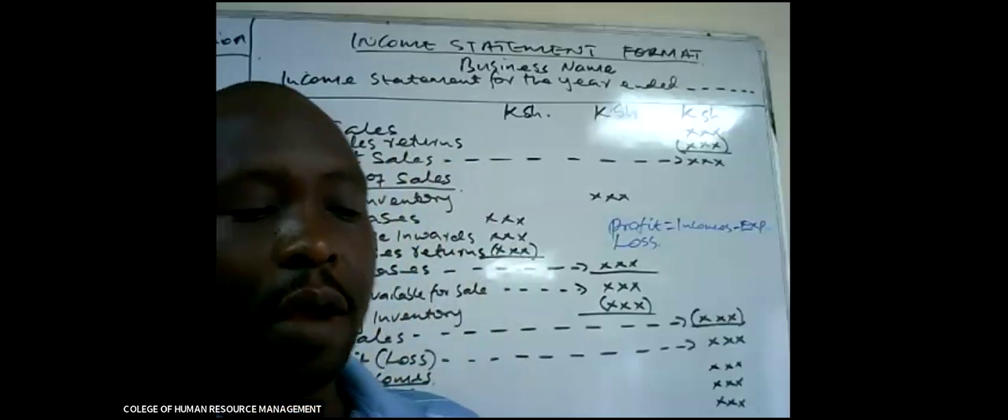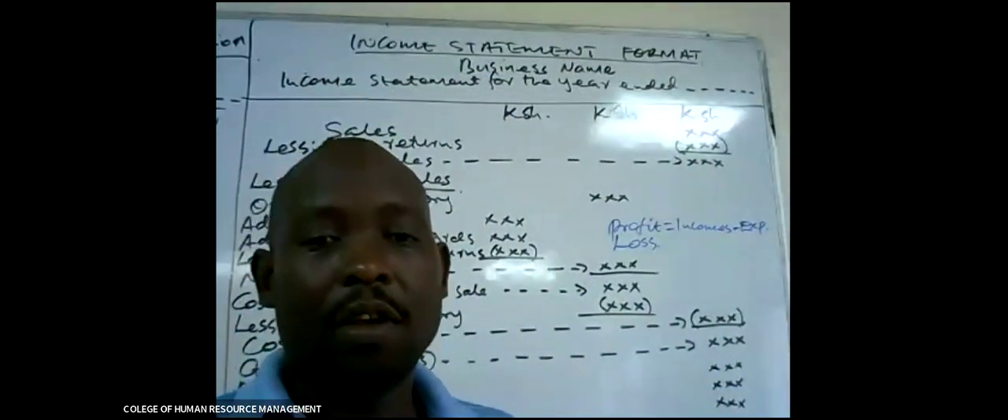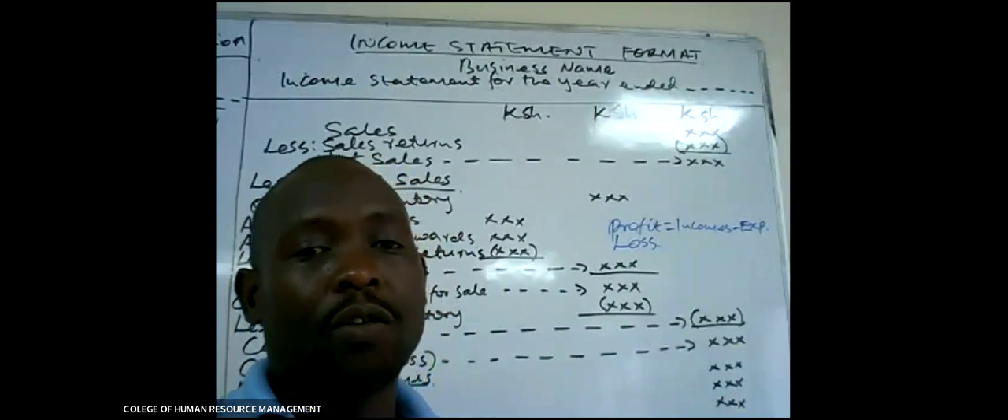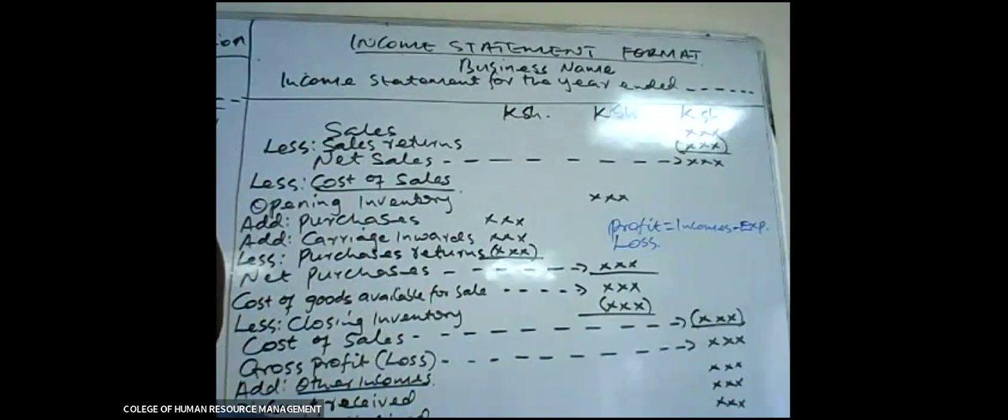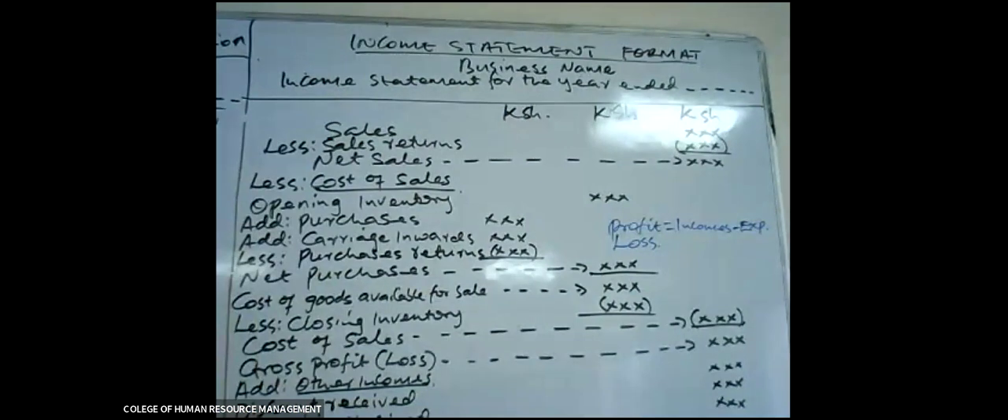So take all the incomes, deduct all the expenses, all the costs. You will be able to determine the profit or the loss that was incurred. The main source of income to any business organization is normally the sales. Any business is established to sell something, either goods or services. The main source of income is actually the sales of the goods or services the business is involved in. So that's why we normally start with it here.